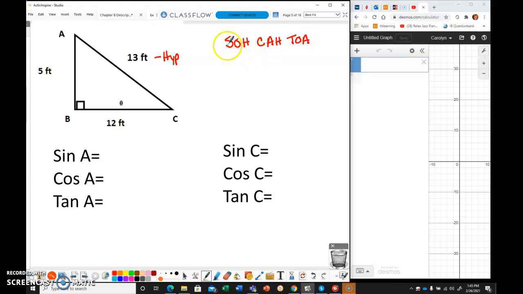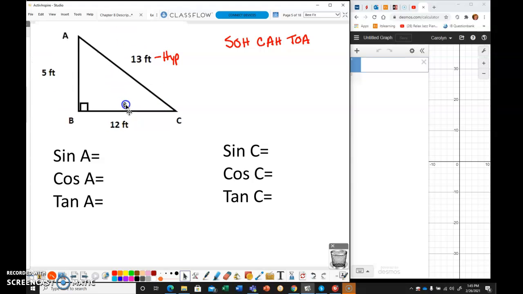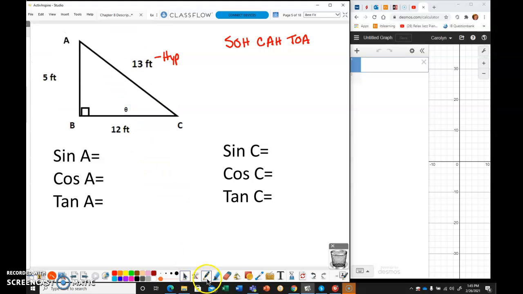Okay, so when we're talking about sine, we're going to pick the opposite of the angle and divide it by the hypotenuse. So if my angle is A, oopsie, that means then that this is the angle I'm looking at. So I need the opposite of that angle, and that would be the 12. And I'm going to divide that 12 by the hypotenuse, which is the 13.